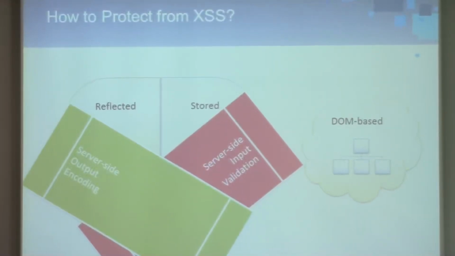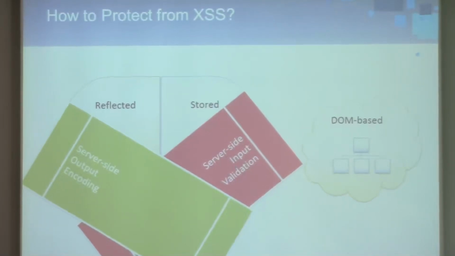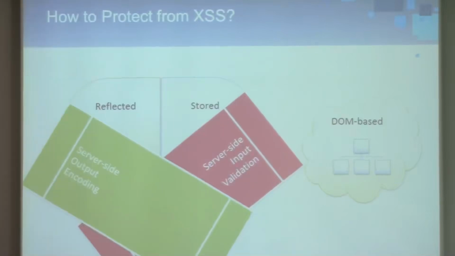Output encoding? Great. What is the problem with output encoding? Well, output encoding has to be context aware, right? You have to know into which context you are writing. Are you writing this as a URL parameter in your HTML tag, as a source parameter? Are you writing that into an HTML attribute? Straight into your HTML? Into JavaScript? Those are all different contexts, and they require different types of encoding. Again, your developer needs to know where you are outputting the data.